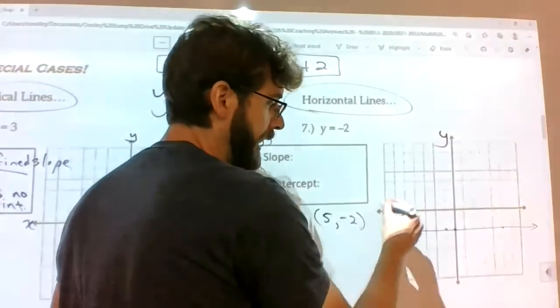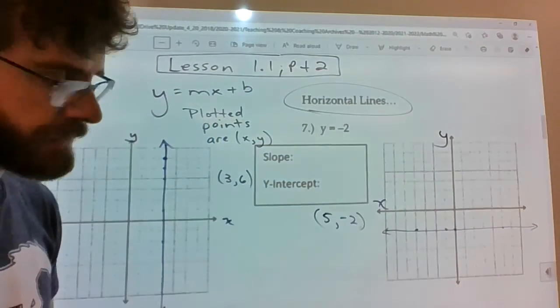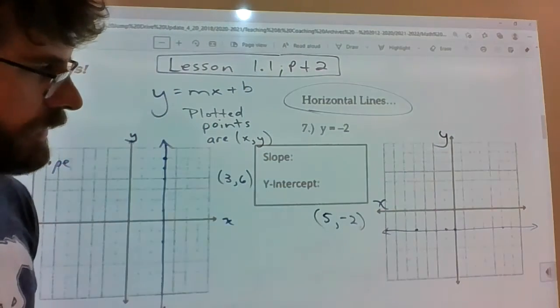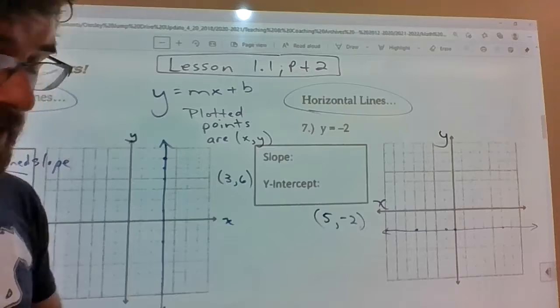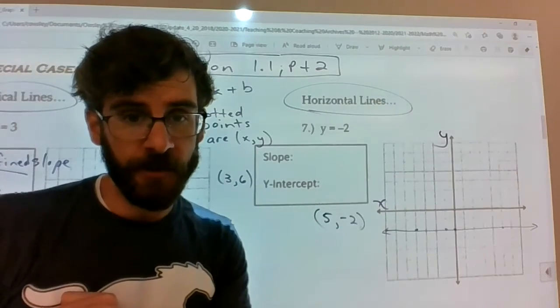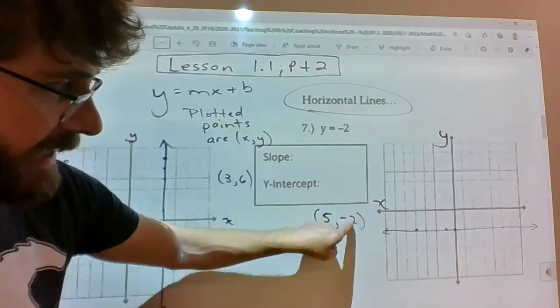Where this is the y-axis and this is the x-axis. So that's kind of tricky, yeah? It does cross the y-axis, though, at negative 2.